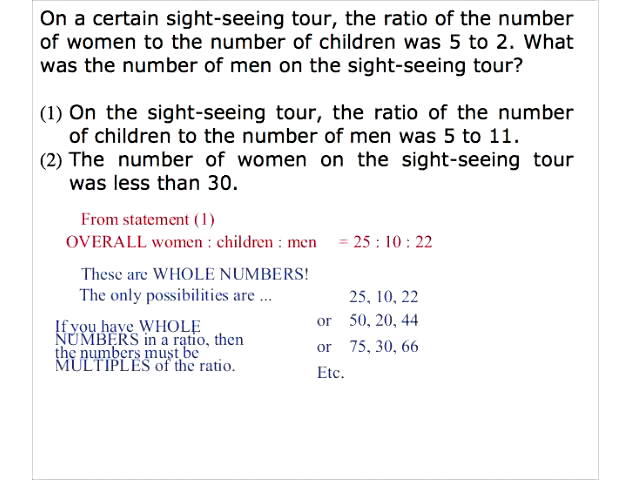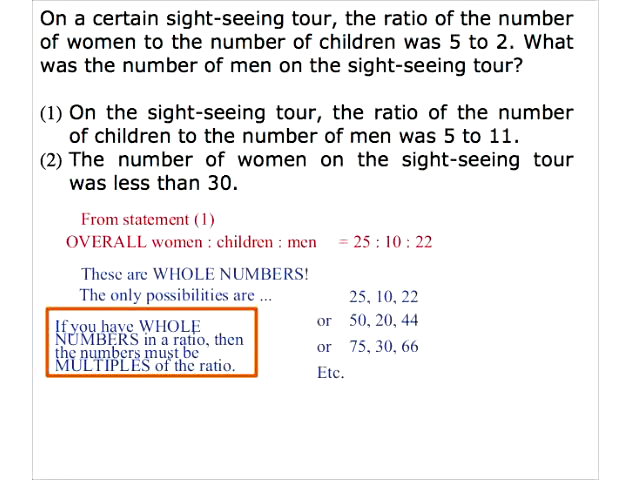If they're not whole numbers, then it doesn't matter. If these were not people, because women, children, and men have to be whole numbers, you can't have 2.5 women. But if these were things that didn't have to be whole numbers, like gallons of gasoline, diesel, and E85 fuel, then they could be any numbers at all. They could be 2.5, 1, and 2.2. But because they are whole numbers, they have to be multiples of 25, 10, and 22.